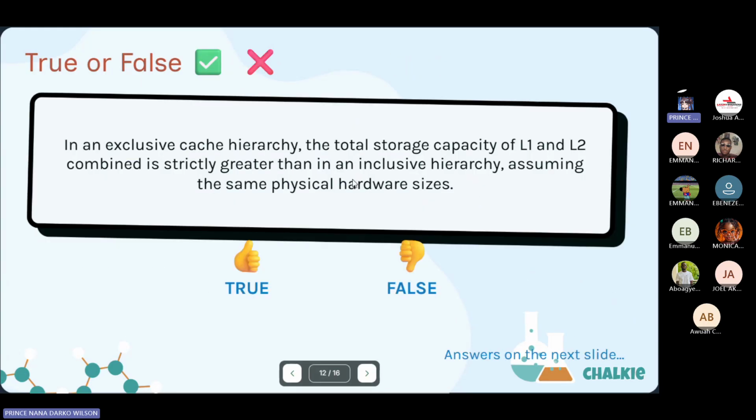So there's a question that we were asked. It says in an exclusive cache hierarchy, the total storage capacity of level 1 and level 2 combined is strictly greater than in an inclusive hierarchy.